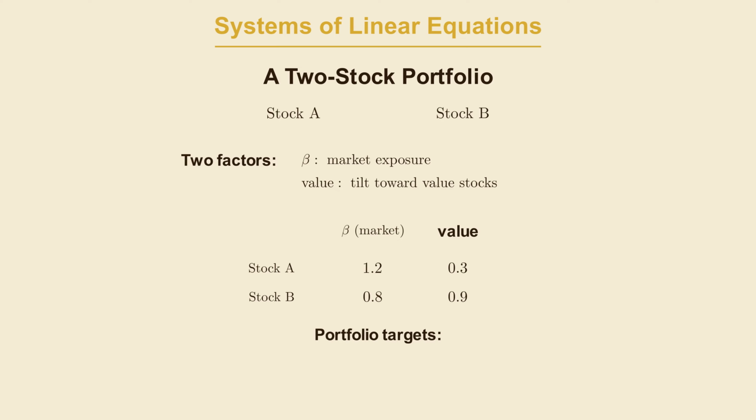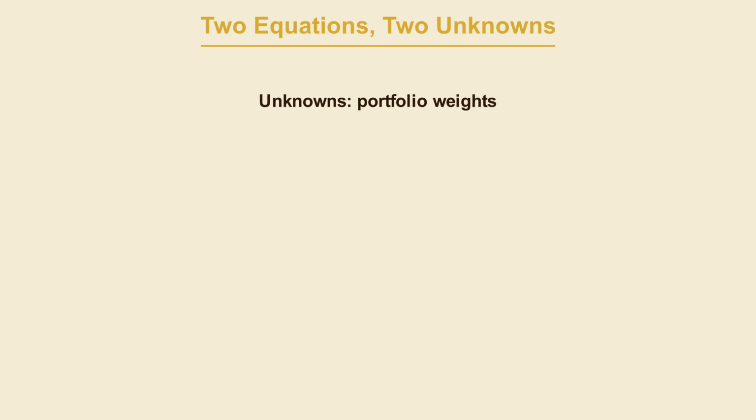Our portfolio has a target in mind. We want to have the portfolio's overall market exposure be equal to 1, and we want the portfolio's overall value exposure to be equal to 0.5. Our portfolio is described by two weights, and we'll call them W sub A and W sub B. They are the fraction of the portfolio invested in stock A and the fraction invested in stock B.